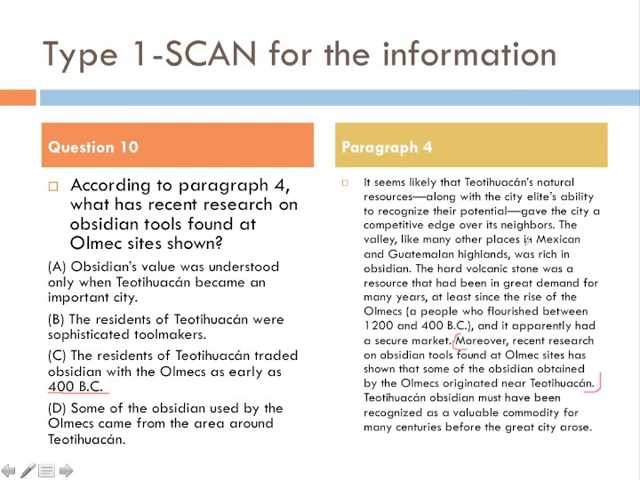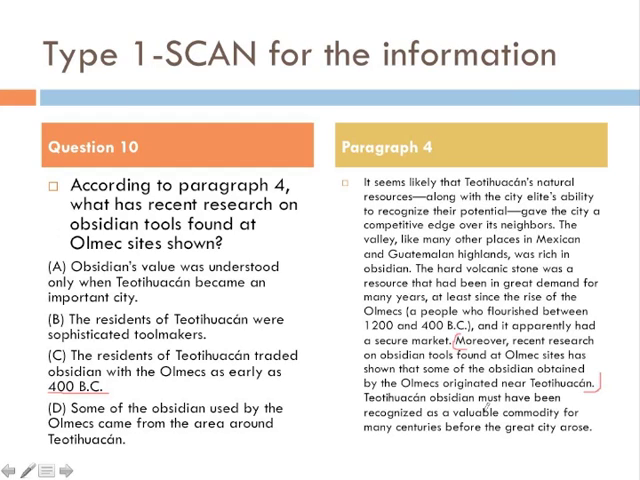As I look back at the sentence before it, it talks about the neighbors of this particular area. The hard volcanic stone, which is referring to the obsidian, was a resource that had been in great demand for many years, at least since the rise of the Olmecs. And it apparently had a secure market. So what's interesting here is that it does seem that Teotihuacan may have traded with the Olmecs, but we cannot verify that it actually occurred as early as 400 BC. In fact, it doesn't mention anything about the actual time frame when they began to trade, or when they must have dealt with this particular commodity.